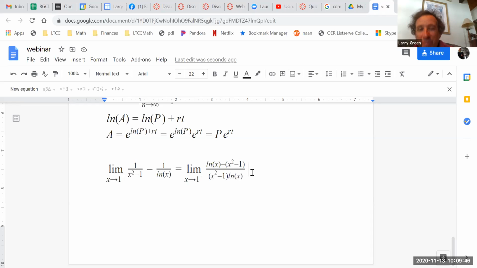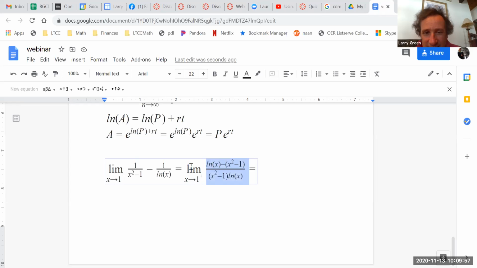Yeah, new rule, L'Hopital's rule. It's actually not new at all. It's hundreds of years old, but I'll let you have new. It's new to you. Okay, so we're going to use L'Hopital's rule. So let's do that.